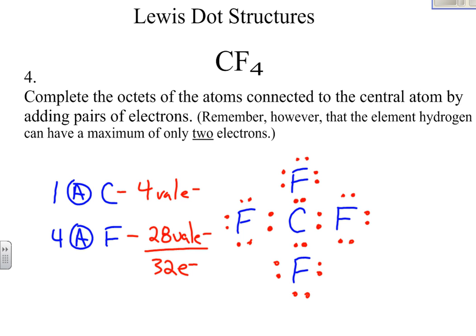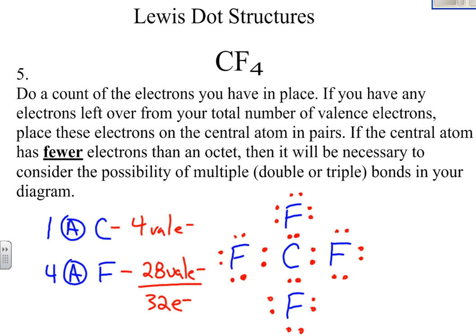So we've now completed the octets of each of the atoms that are connected to the central atom. That makes each of the fluorines happy or stable. The last step is to do a count of the electrons you have in place. If you have any electrons left over from your total number of valence electrons, place these electrons on the central atom in pairs.